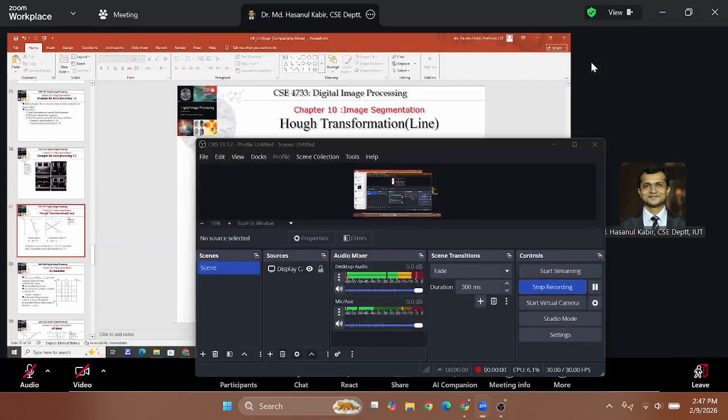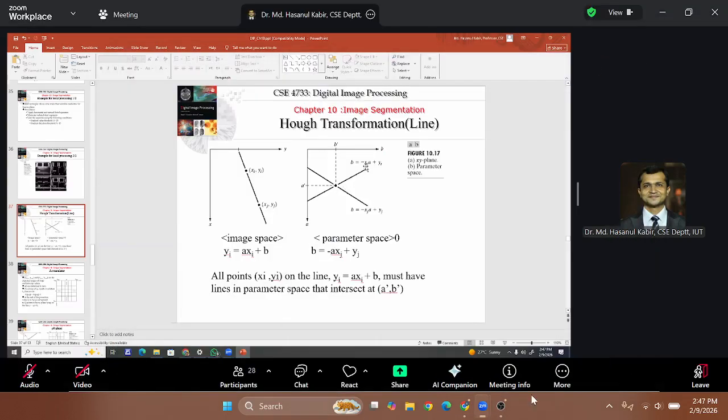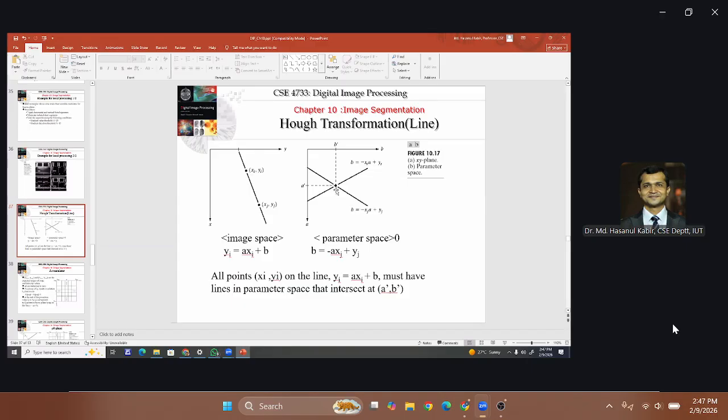But the interesting thing is that the line we have got from the point xi, yi, we got this line, and we have got a second line which is xj, yj. They intersect at a common point AB in the parameter space. Let's say that value is a dash and b dash. So this pair of values is basically indicating that xi, yi and xj, yj, these 2 points are sharing the line which can be defined by a dash and b dash.